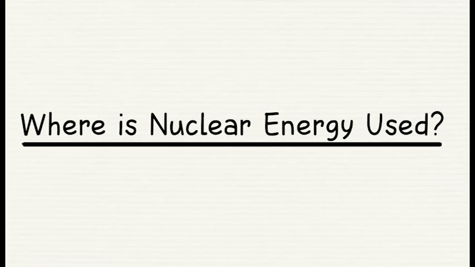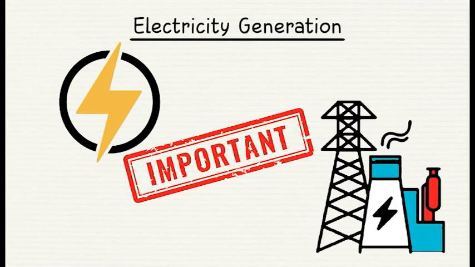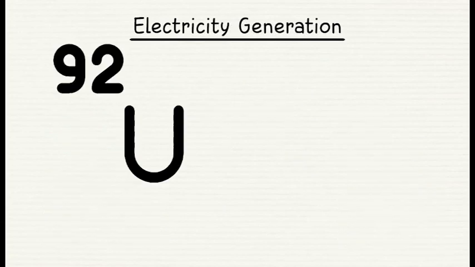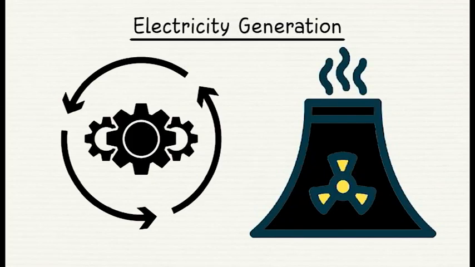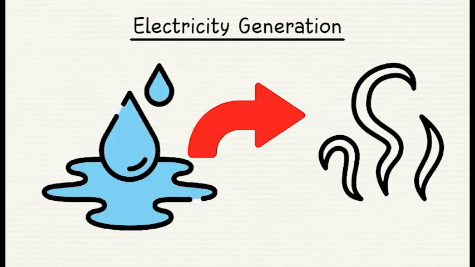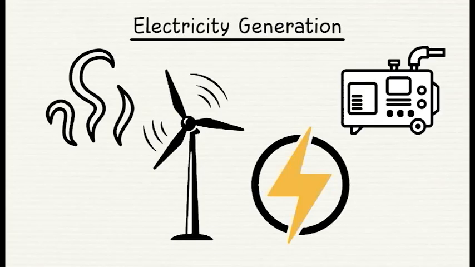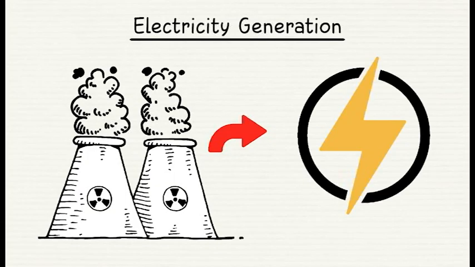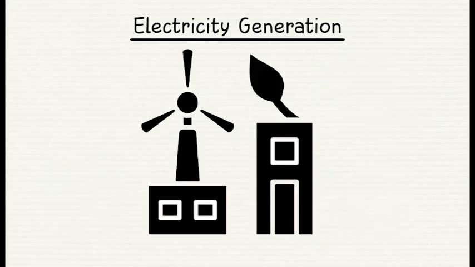Where is nuclear energy used? Electricity generation. Electricity generation is the most widespread and important use of nuclear energy. In nuclear power plants, energy is produced through nuclear fission, where atoms of uranium or plutonium are split in a controlled manner. This process releases a large amount of heat, which is used to convert water into steam. The steam then spins turbines connected to generators, producing electricity. Nuclear power plants are capable of supplying continuous and reliable electricity to millions of homes, industries, hospitals, and entire cities, making them a vital part of a country's energy infrastructure.